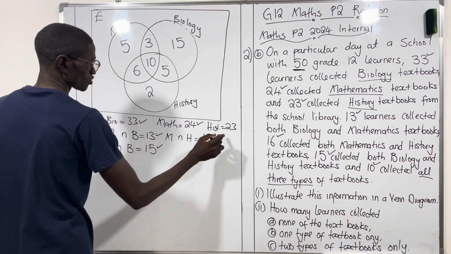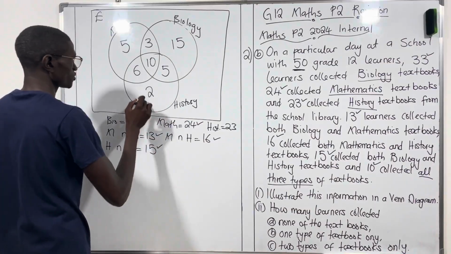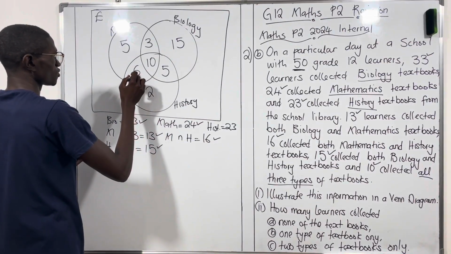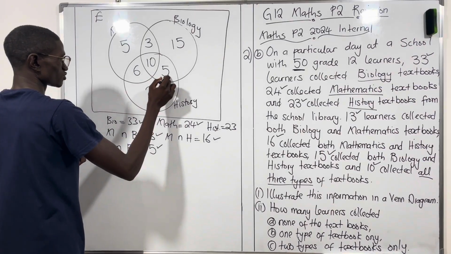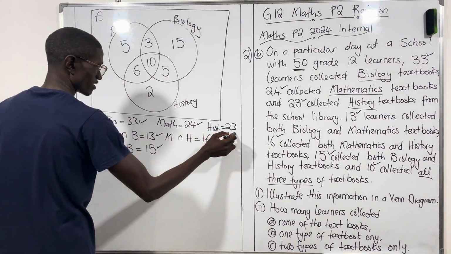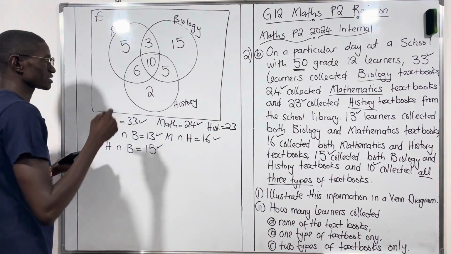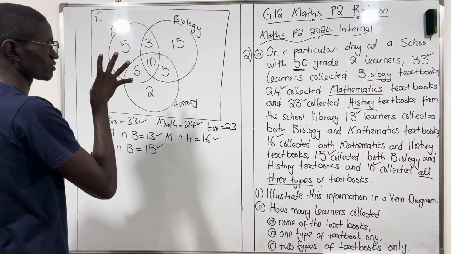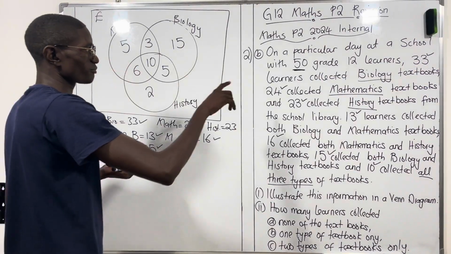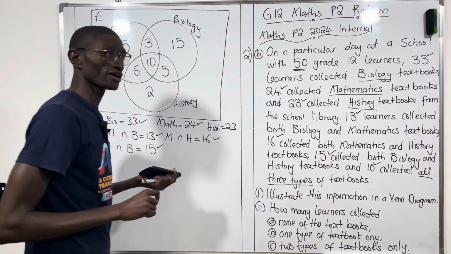We come to history. The total for history is supposed to be 23. So we add everything here. Okay. So 10 plus 6 is 16. Plus 5, 21. 21 plus 2, 23. And that's what we have there. So meaning all the values inside are correctly plugged in. Now, let us add everything we have in the sets and then we compare with what we should have. The total should be 50.